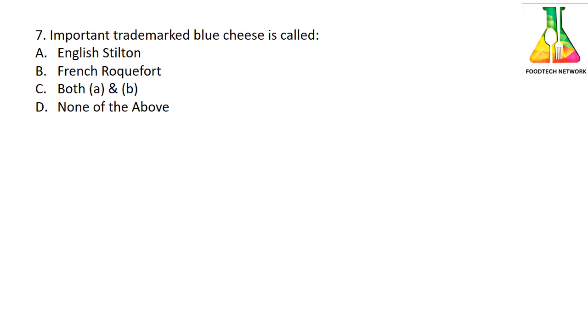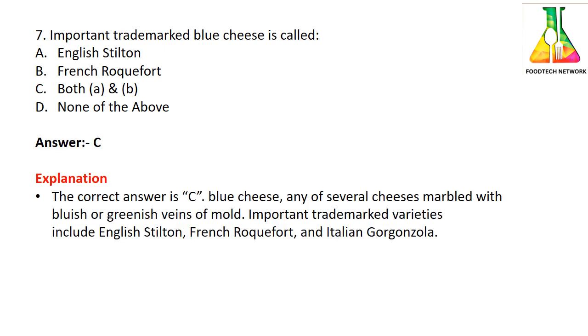Important trademarked blue cheese is called option A, English Stilton, option B, French Roquefort, option C, option A and B both, and option D, none of the above. Option C, that is A and B both are correct for blue cheese trademarks.